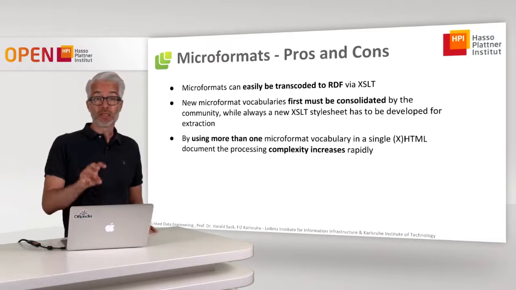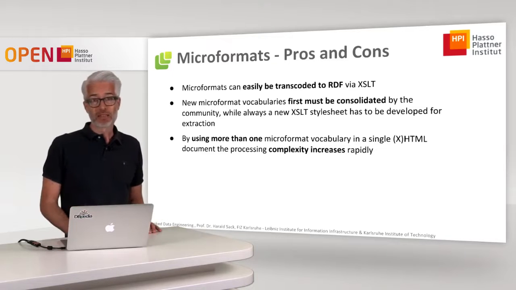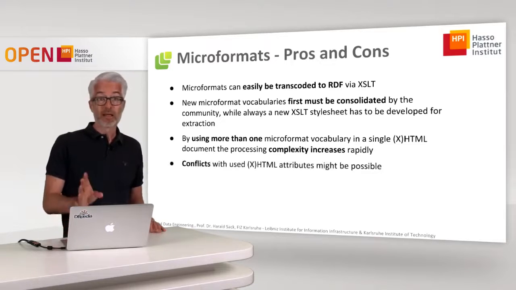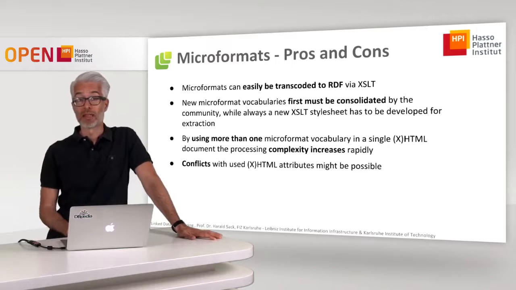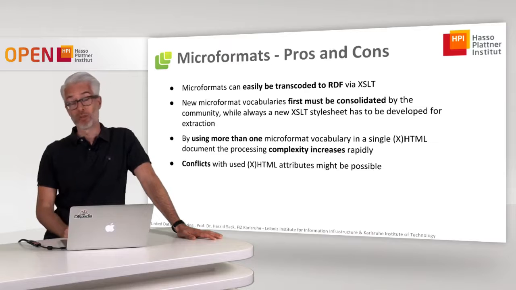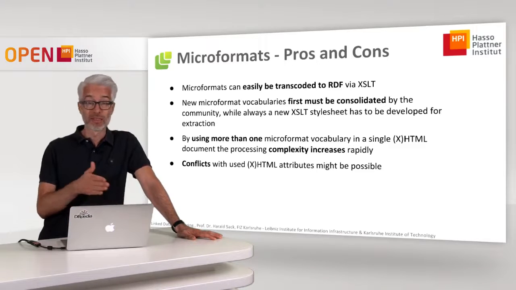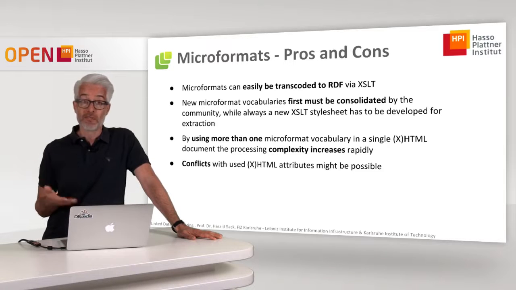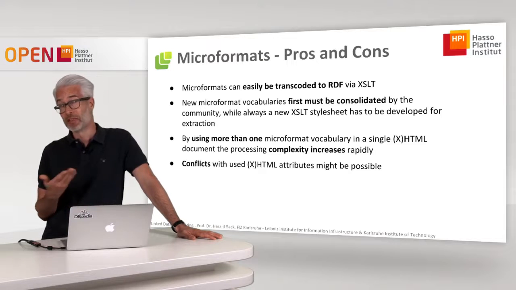Moreover, if you are using more than one microformat vocabulary in the same document, you mix things up quite easily, and the complexity also increases rapidly. Another thing is, of course, you are using already existing attributes from HTML, and there might be a clash or a conflict because there's a problem in interpretation. Is it a microformat or is it really something related to HTML? So conflicts might arise if you are using already existing attributes. A solution would be to define new attributes.